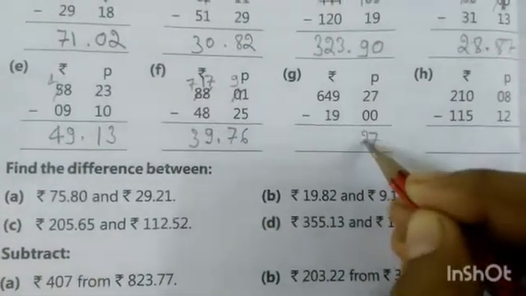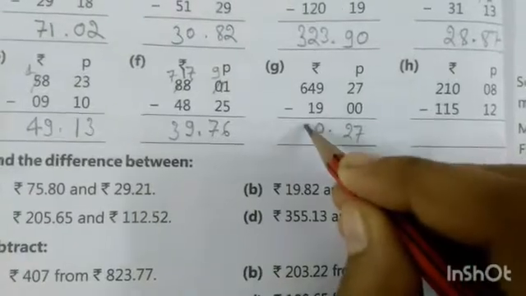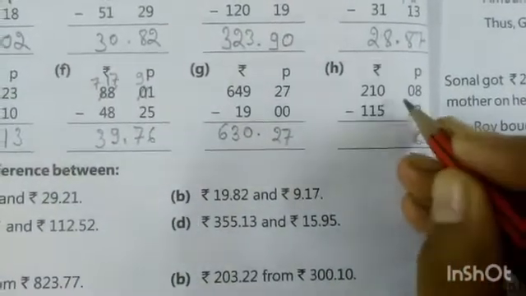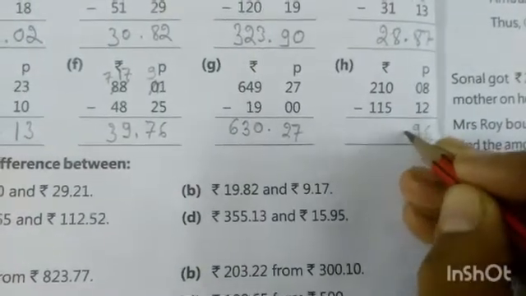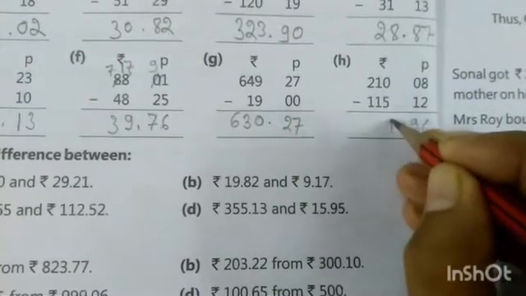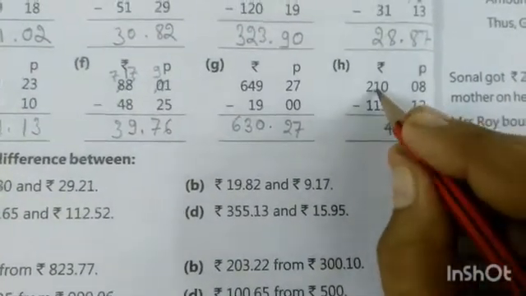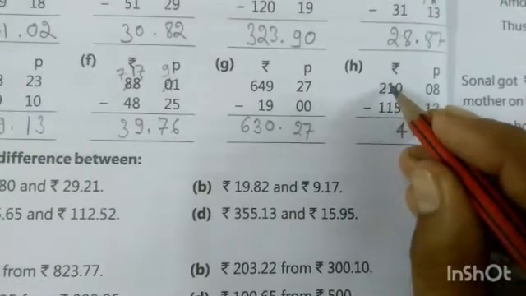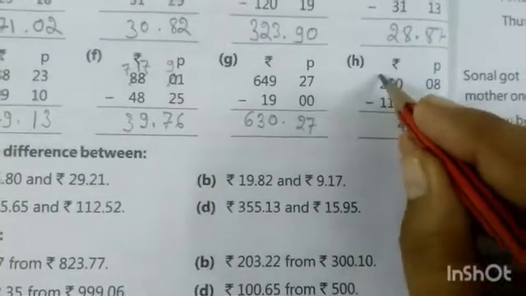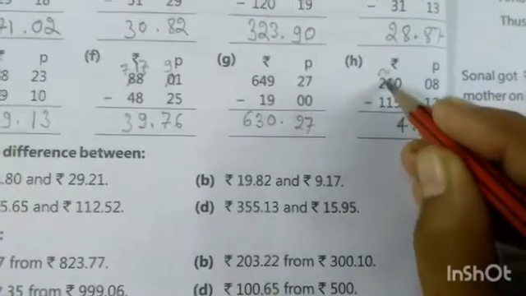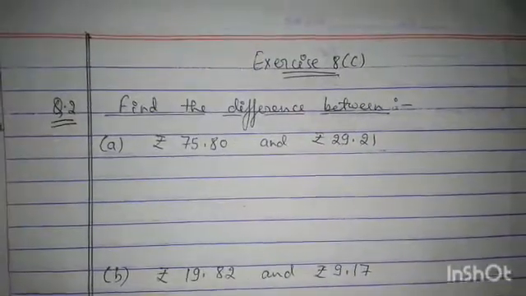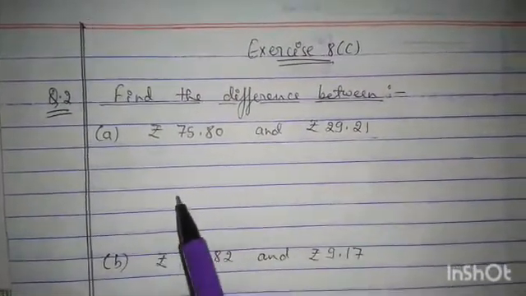And here 7, 2, 0, 3, 6. Here 8 minus 2, 6. 10 minus 1, 9. Here it's 9 minus 5, 4. Here 0, and 0 is less than 1, so it makes 10. 10 minus 1, 9. And it's 1. 1 minus 1.